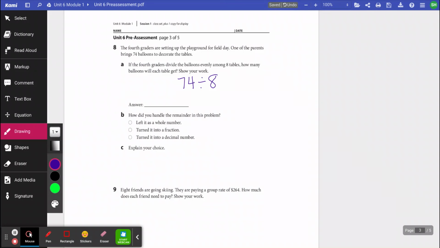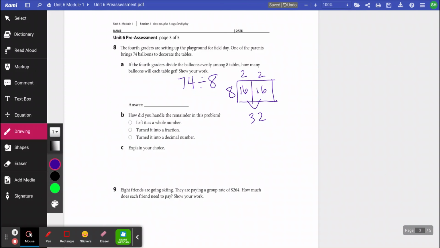74 balloons divided by 8 tables. So we could do open array, ratio table, but we want to basically put an 8 on one side and we want the inside to equal 74 if possible. So we could do 2 is 16, and we could do another 2 is 16, and that's 32 together. We're getting closer to 74.